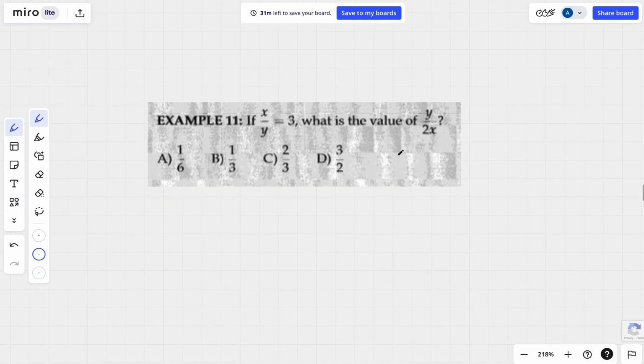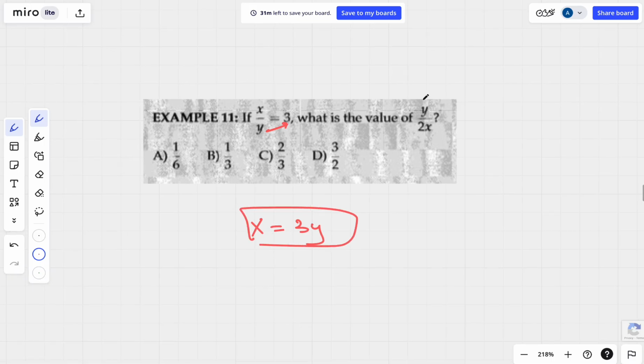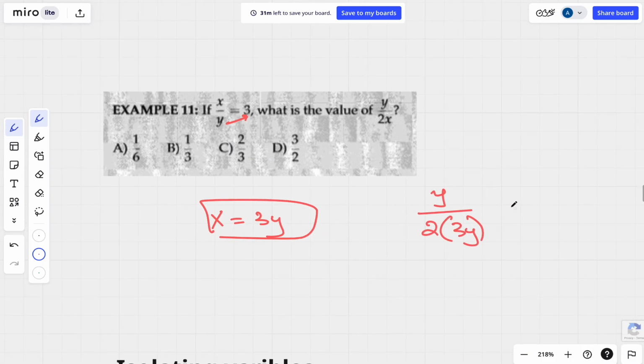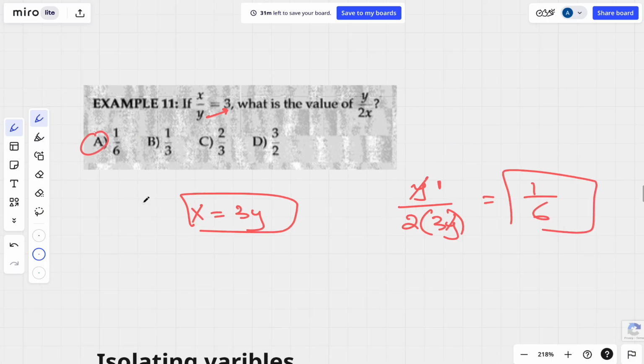Example 11, it says what's the value of y over 2x? Now, we can solve this by saying x is equal to 3y. We'll substitute that into x over here. So we have y over 2x, so instead of x, I will write 3y. Now the y's can cancel, which means I'm left with 1 over 2 times 3, which is 6. So I get 1 over 6.